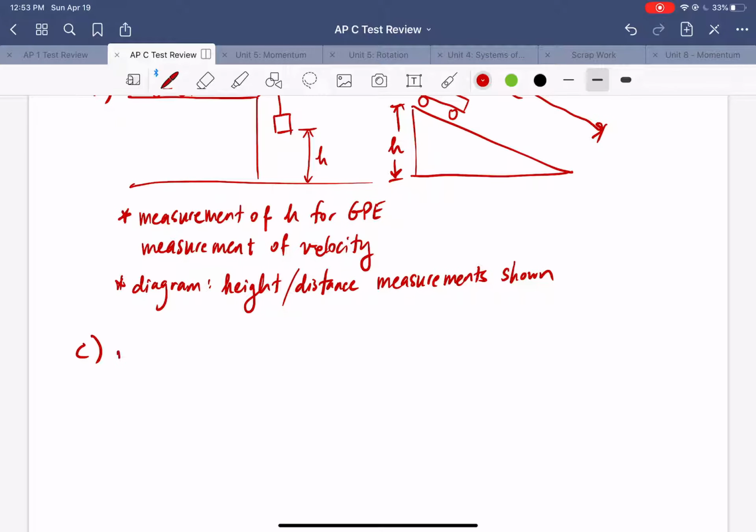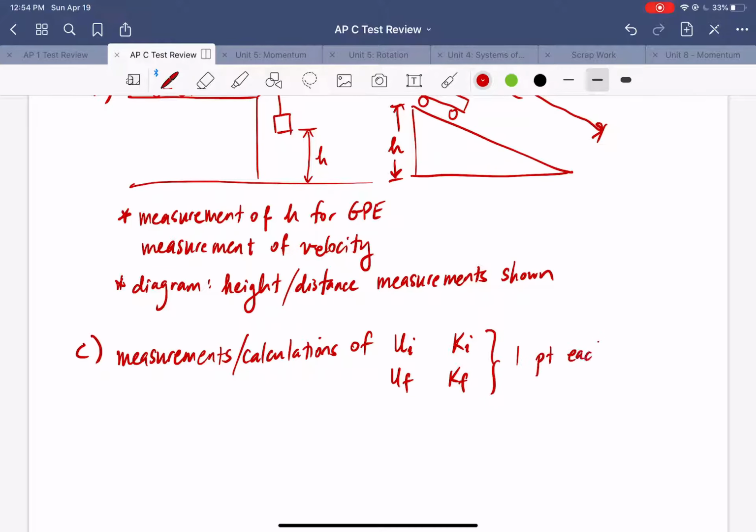Here you need to describe your measurements, or I should say calculations, of 4 key parameters. So you need to show how you're going to measure the initial and final potential energy, and also the initial and final kinetic energy. These are worth 1 point each. And then you also need to describe how you're going to calculate the final velocity, or the instantaneous velocity of the cart when you want to measure its kinetic energy. And that is 2 points.